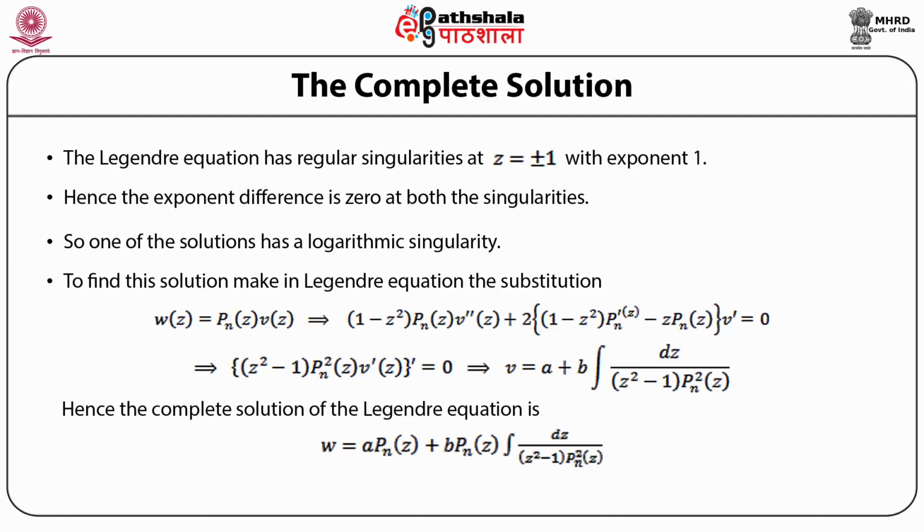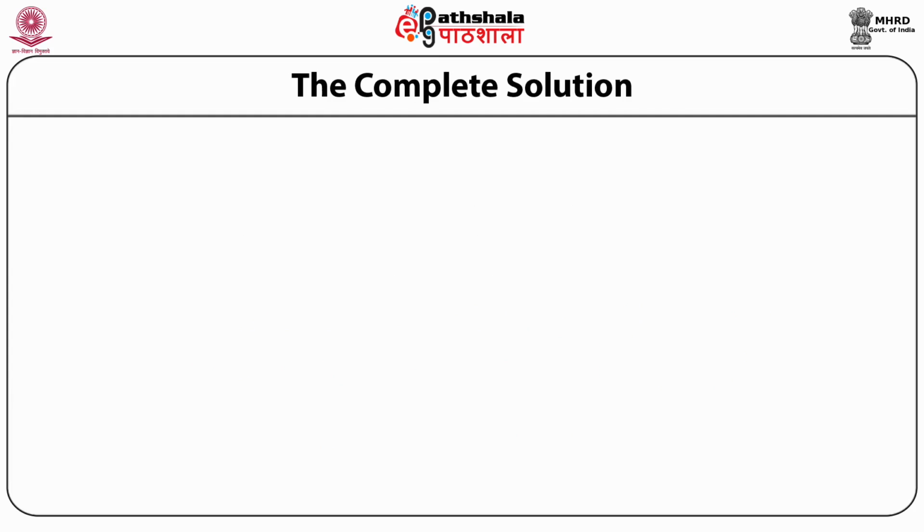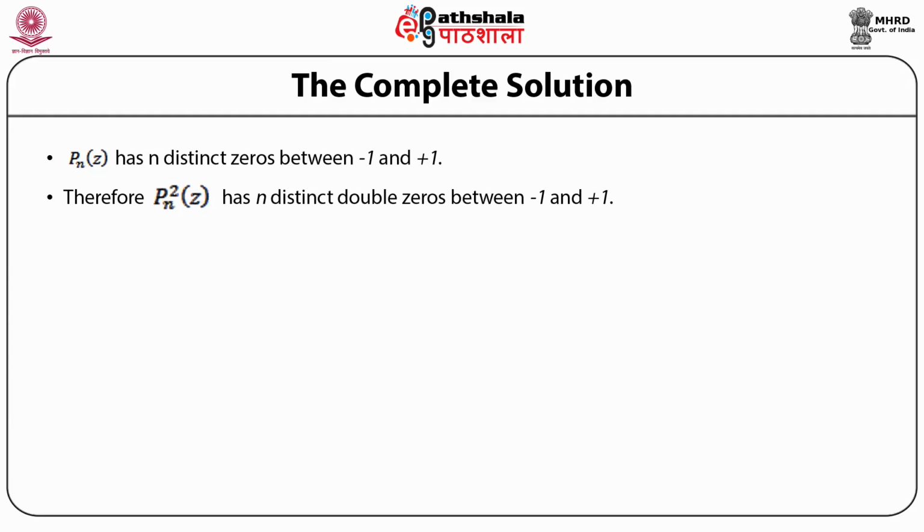Hence, the complete solution of the Legendre equation is w equals a times Pn of z plus b times Pn of z multiplied by the integral over dz divided by (z square minus 1) Pn square of z. To this end, we know that Pn of z has n distinct zeros between minus 1 and plus 1. Therefore, Pn square of z has n distinct double zeros between minus 1 and plus 1.